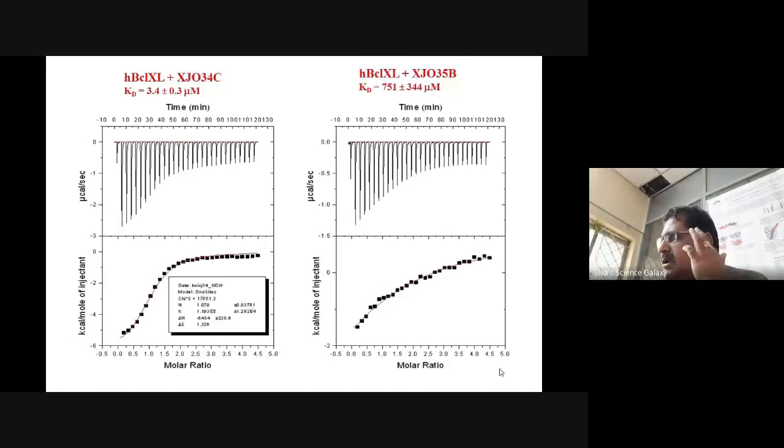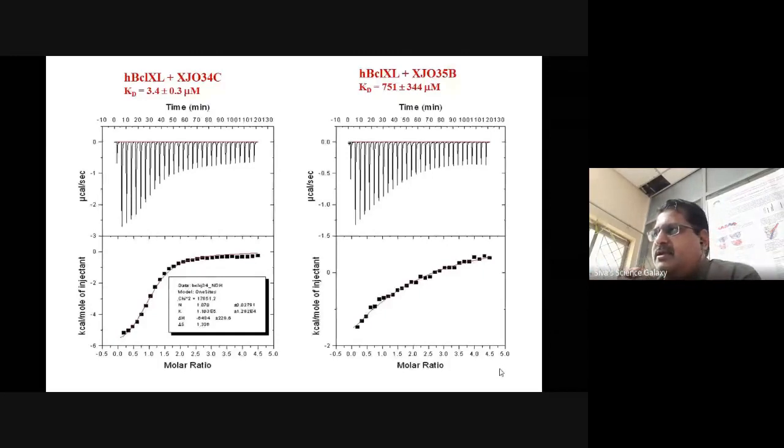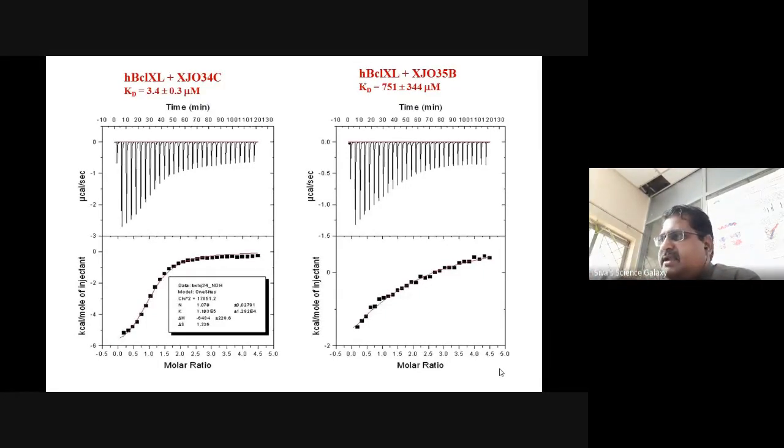Okay. Now look at the 35. BCL-XL and 35, the same experiment. I need not explain again. And what is the binding constant? 750 micromolar. So when you have a binding constant of 500 or above, generally we say it's non-specific. Any molecule you take and add to the protein shows some kind of binding. That means it's not binding, it's non-specific.